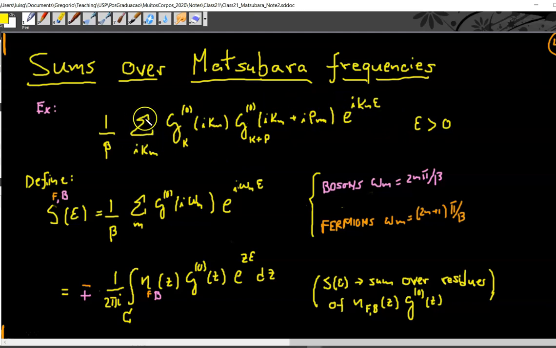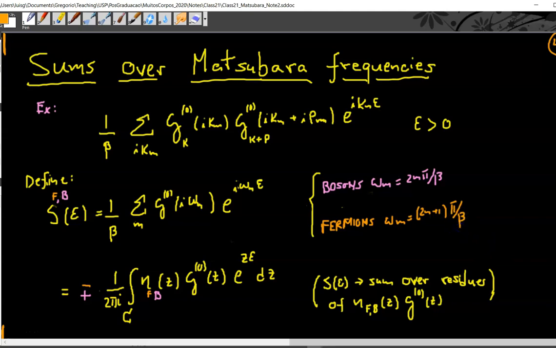So how do we go about performing these sums? Let's start with the more basic sum, which would be something like that. This would be a very basic Matsubara sum, which would be 1 over beta, a sum over m of the free propagator, perhaps with this factor here, e^(iω_m ε), right? And we know that for bosons, ω_m is an even number times pi over beta, and for fermions, this is an odd number times pi over beta, okay?